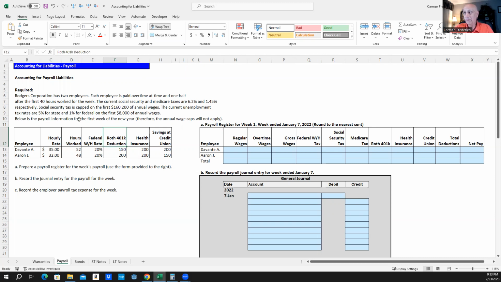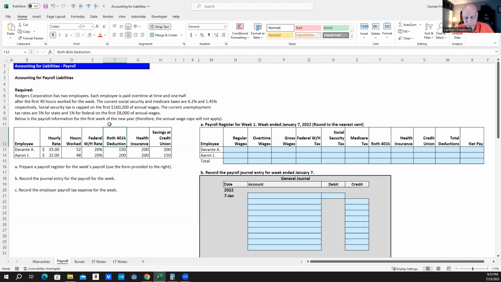Below is payroll information for the first week of the new year. Therefore, the annual wage caps will not apply, because no one's going to be hitting those wage caps in the first year, the $160,000 for Social Security, or the $8,000 for the unemployment taxes.